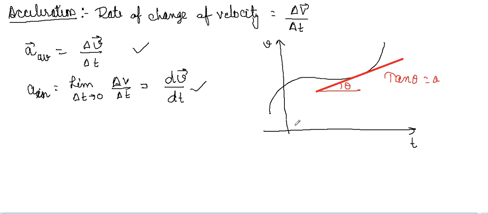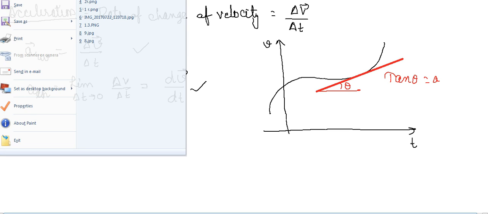Same as velocity and speed, acceleration also has average acceleration and instantaneous acceleration. Average acceleration means we are calculating acceleration over two points where the time difference is large. Instantaneous acceleration means we are calculating over a small time span, so the time difference will be very small.